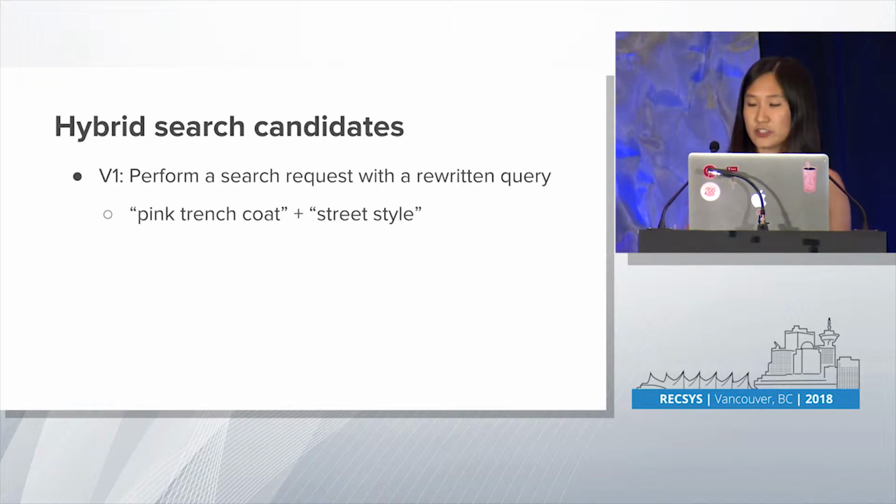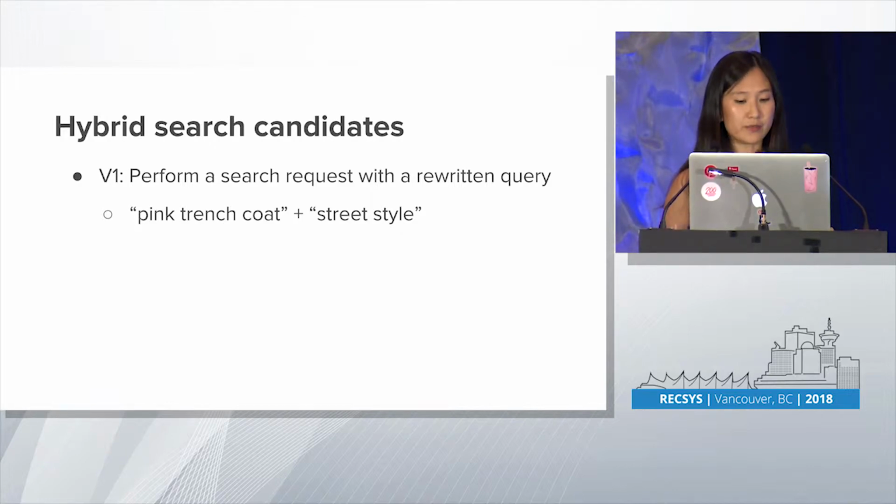Our first version of hybrid search candidates involved rewriting the original search query. We took the top annotations from the close-up pin and added them to the search query. Pin annotations are generated based on things like the pin's title, description, link page, and other signals. For example, perhaps the top annotation for the close-up pin we were just looking at was street style. We'd add that to the search query and rewrite it to be pink trench coat street style, and perform a new search request with the rewritten query. We can return these results as additional candidates for related pins. And these candidates successfully combine the user intent from search query and close-up pin.